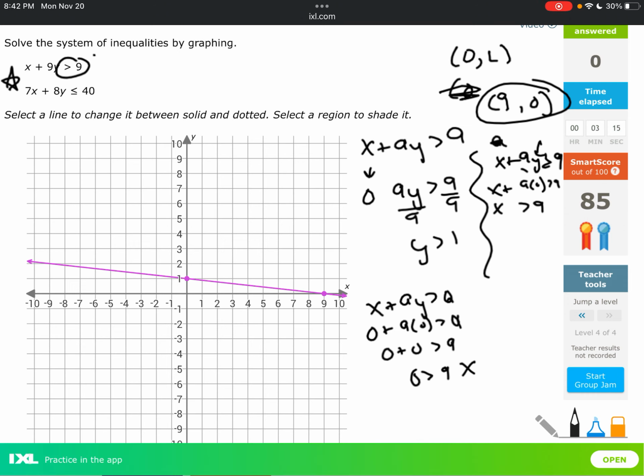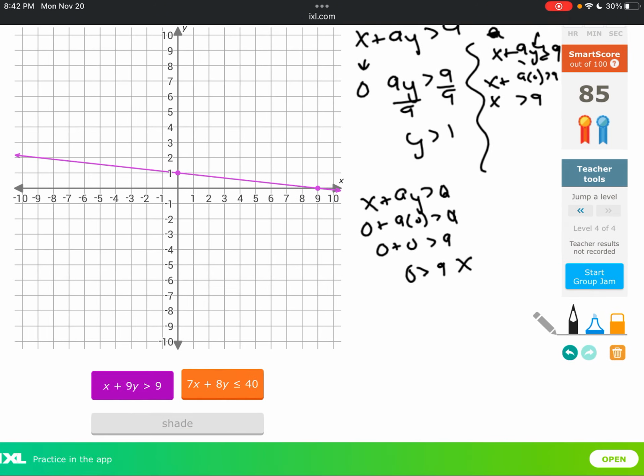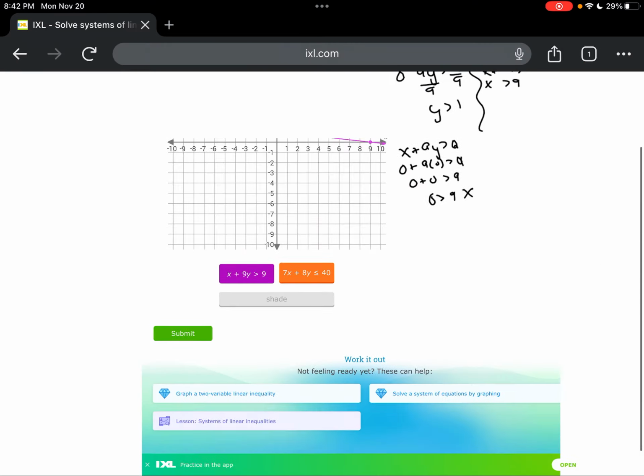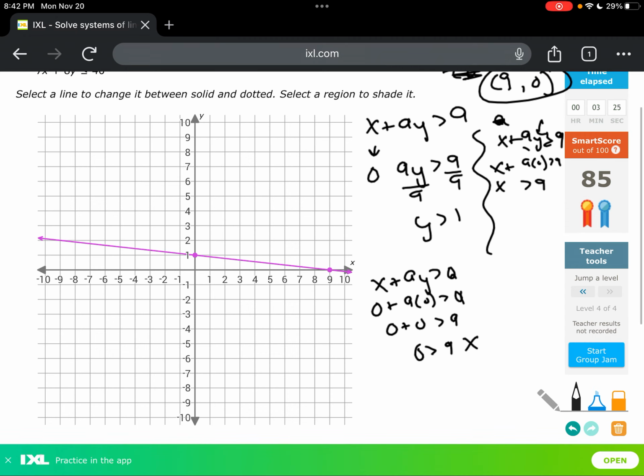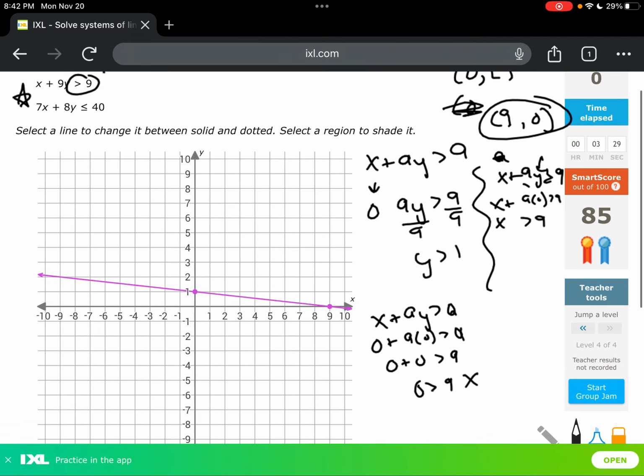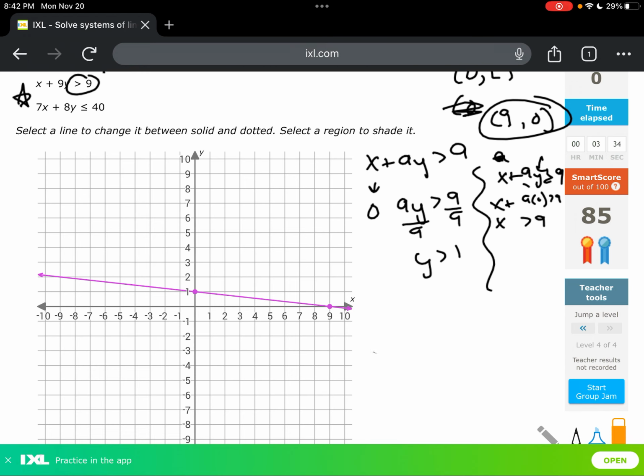So I'm going to shade, but I'm going to shade in the opposite direction. I have to graph both lines. So if I were to shade this, I would shade above this line. So now I'm going to graph the second equation, but I'm going to do it in a different way.